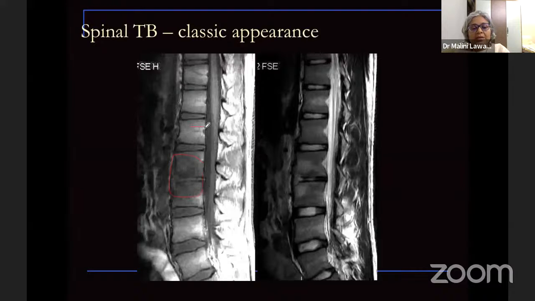This is normal T1 weighted image. Vertebral bodies look bright due to fat. And here you can see this dark signal. On T2 weighted image, it is bright and it is showing a small soft tissue component. The soft tissue component is not much. There is early involvement of the disc also.